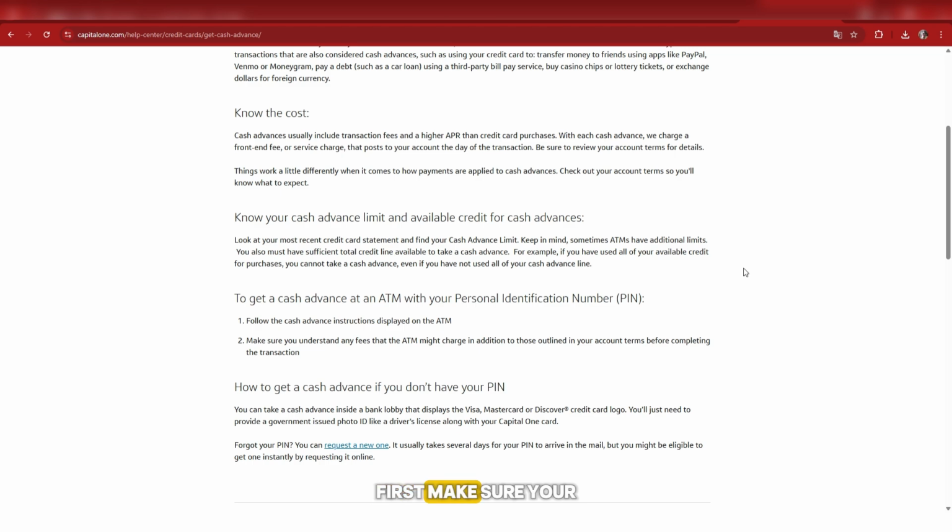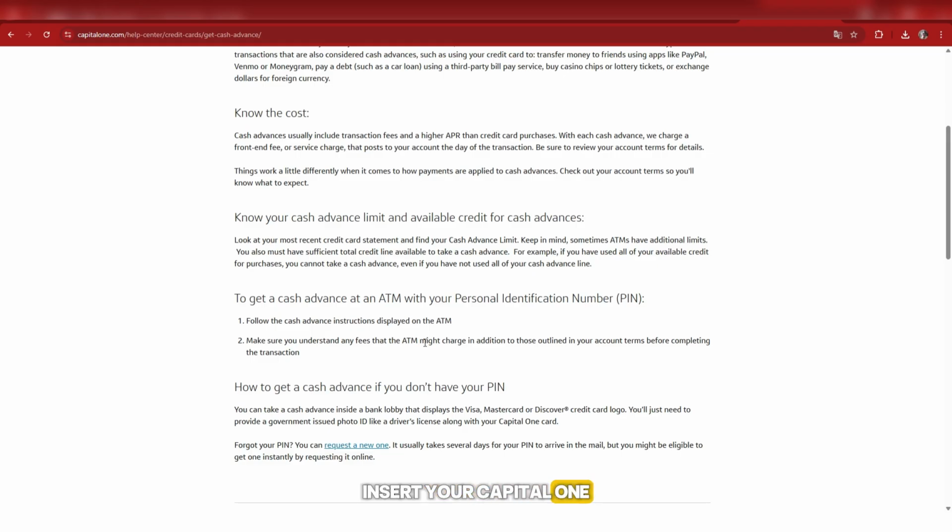First, make sure your credit card has a PIN. If you don't have a PIN yet, log into the website or mobile app of Capital One and request one. You may receive it by mail or be able to set it up online, depending on your account. Once you have your PIN, go to any ATM that accepts your card network.